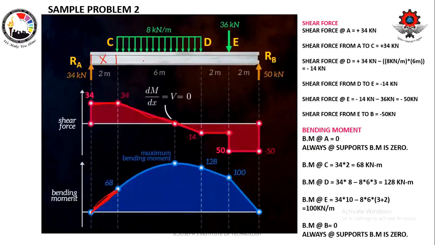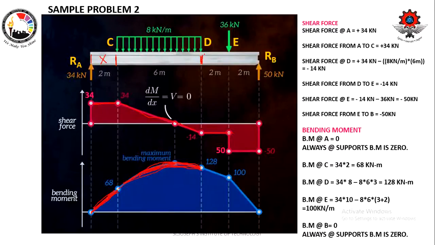Now here the rate of loading is constant, UDL, from point C to point D. If the rate of loading is constant, we have already seen that the curve should be a parabolic one. That's why they have drawn a parabola kind of curve here, right? The bending moment should be a parabolic curve.